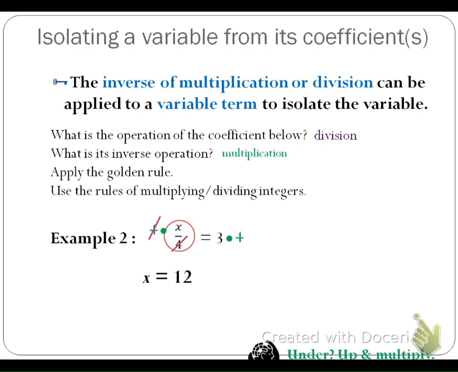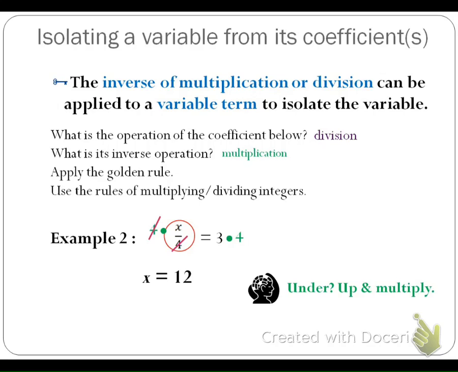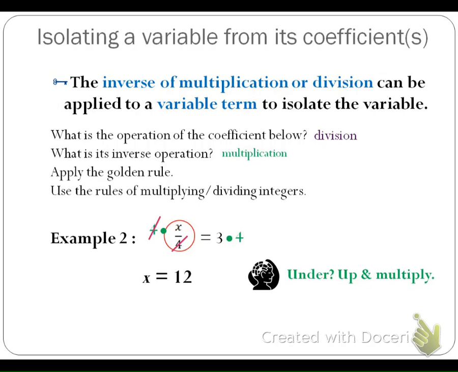So of course, I've given you a rule or a memorization technique. If it's under, you move it up and multiply. You can just say under, up, and multiply. Because what we did there is we had that 4, and we moved it up and multiplied. And then we move that up and multiply to both sides of the equation.